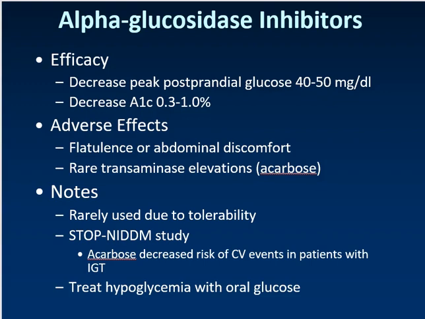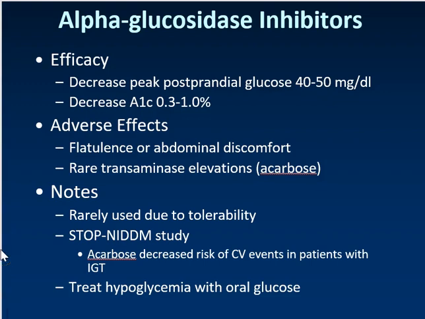But there was a study listed there that demonstrated acarbose specifically reduced the risk of cardiovascular events in patients with IGT, impaired glucose tolerance. And we can use oral glucose to treat the hypoglycemia that can come about from this drug, or this drug class.